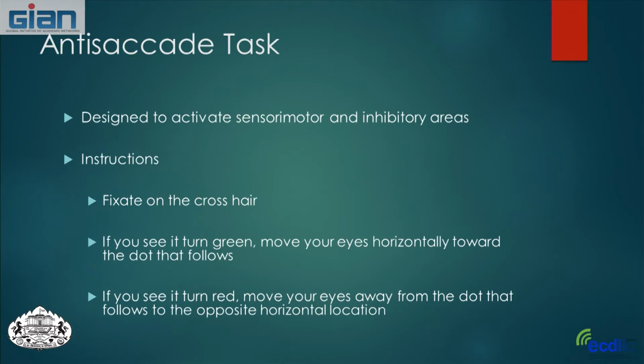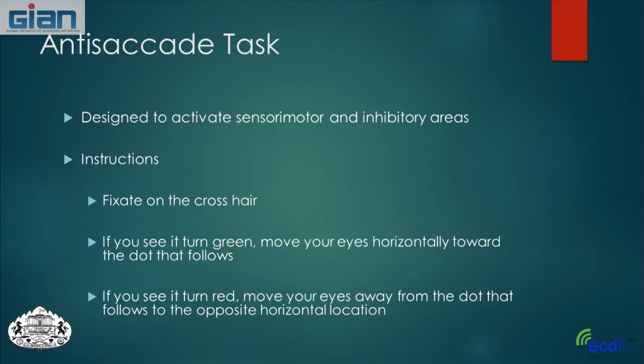Okay, so the Antisaccade task is designed to activate both sensory motor and inhibitory areas. And the instructions that we give to the participants are: fixate on the crosshair. If the crosshair turns green, you're going to move your eyes horizontally towards the dot. If you see it turn red, you're going to move your eyes away from the dot in the opposite direction.